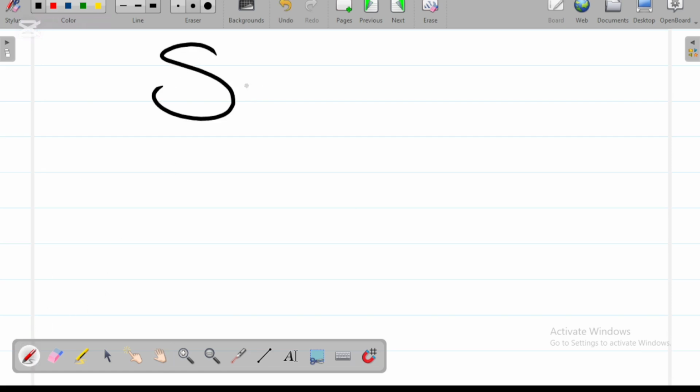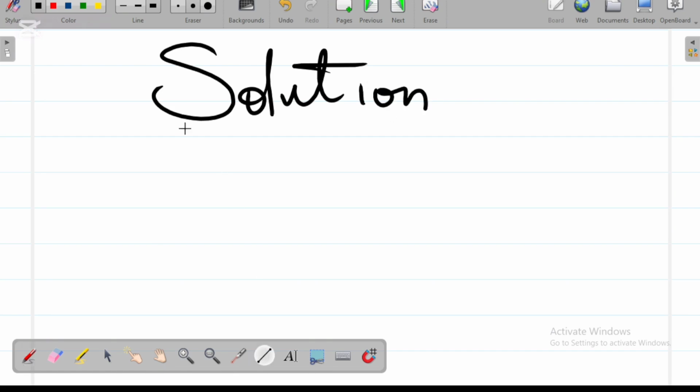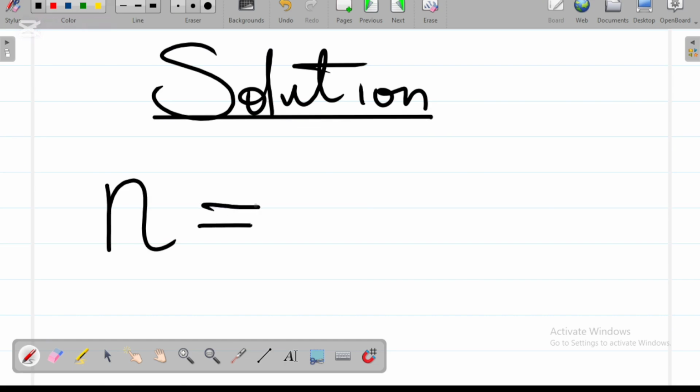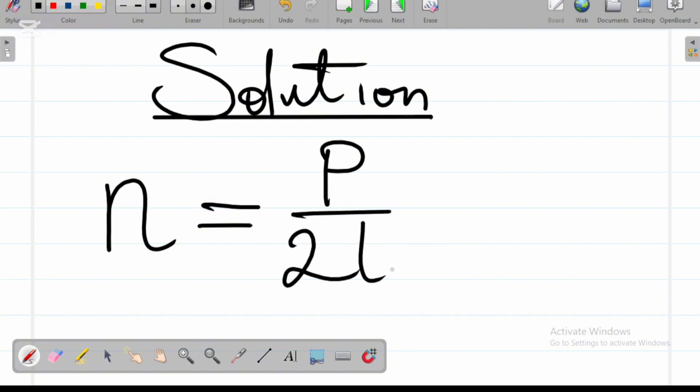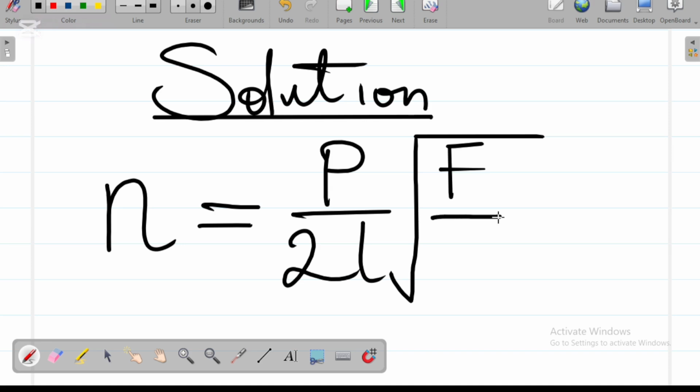So here we have the solution. We are given that n is equal to P divided by 2L and then square root of F divided by M. So this is the formula given. And we are asked to find the dimensions of M.